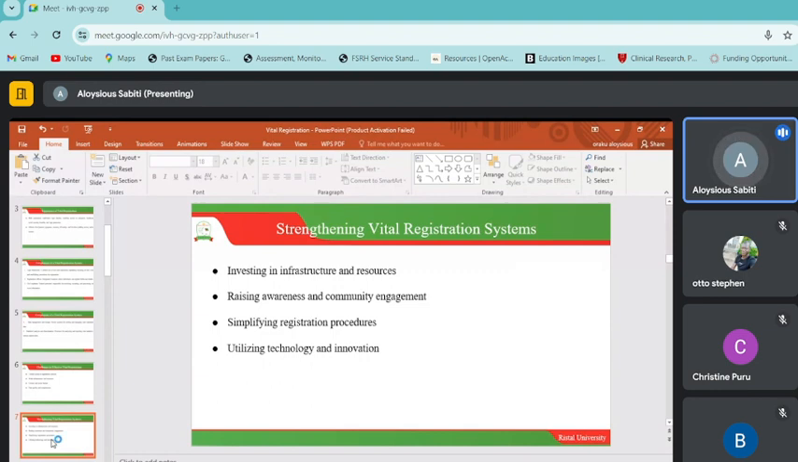But also we need to do community awareness and community engagements on the importance of vital registrations. These are skills we have already studied, the same way we do community awareness for reproductive health. We may have cross-cutting issues here as well, where you have to do radio talk shows, you have to do community dialogues, you need to do adverts and so forth.